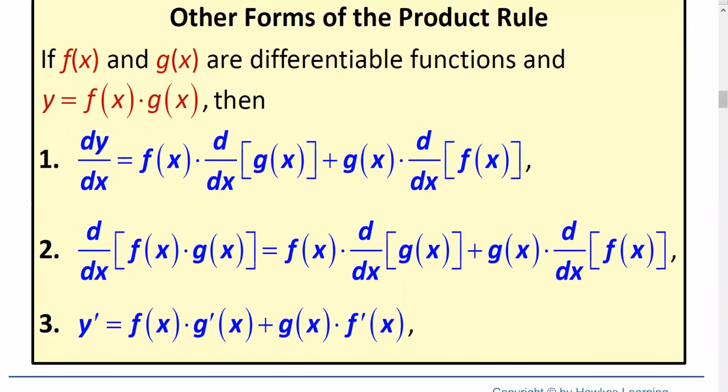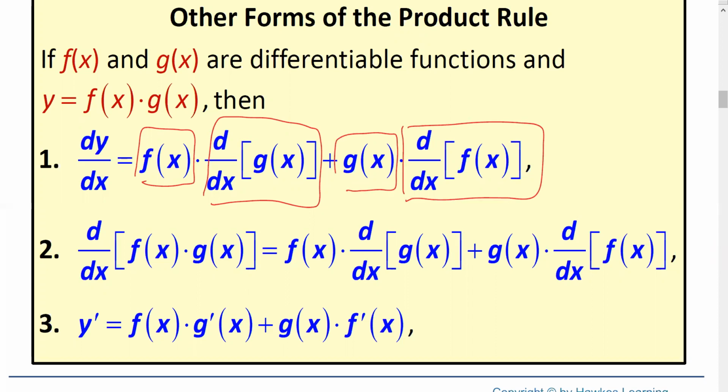In other forms of the product rule, for y equals f of x times g of x, then dy by dx is f of x times the derivative of the function g plus g of x times the derivative of the function f. Or use the notation that is easier to write, which is y prime equals f times g prime plus g times f prime. Or in the case that the function is the product of the function u and function v, y prime would be u times v prime plus v times u prime.